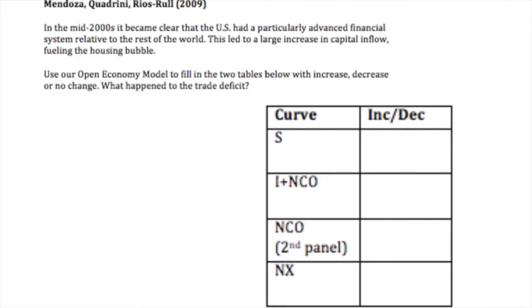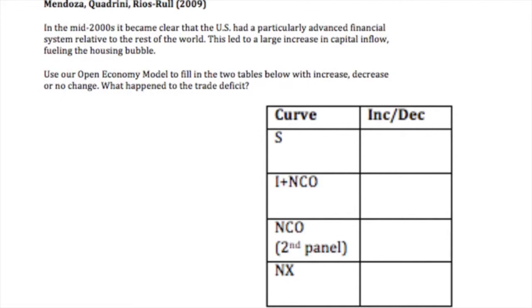This last question is based on a paper written by 3 international finance economists, Mendoza, Quadrini, and Rios-Rull, and they develop a really complicated model of how the U.S. could have a more advanced financial system and that can draw in a lot of capital inflow. Let's just take as given that there's going to be a large capital inflow to the U.S., and let's analyze what the macroeconomic effects of that are going to be.